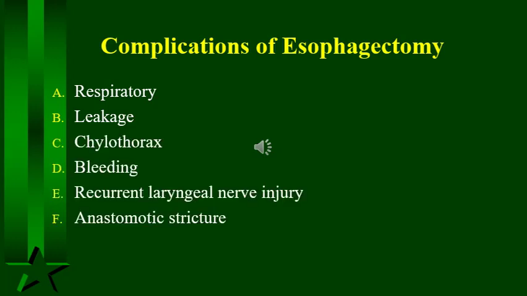Unrecognized injury of the thoracic duct during operation will lead to chylothorax. Other complications include bleeding, recurrent laryngeal nerve injury, and anastomotic stricture.